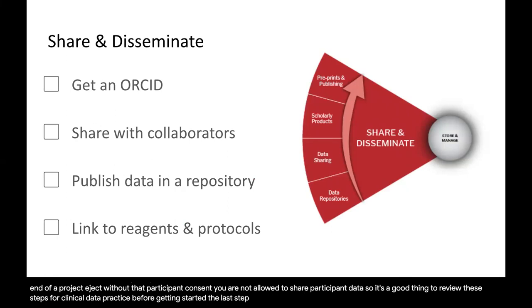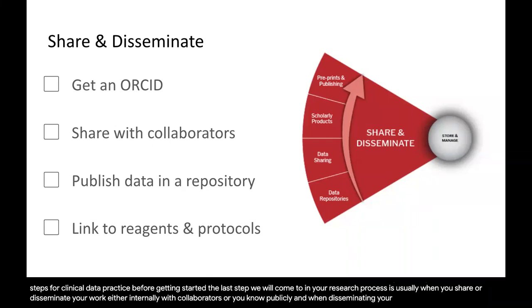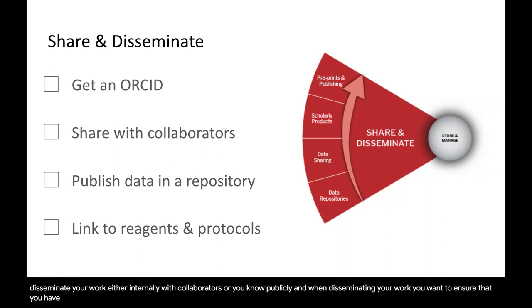So the last step you will come to in your research process is usually when you share or disseminate your work, either internally with collaborators or publicly. And when disseminating your work, you want to ensure that you have an ORCID, you share data in a repository, and you link to all of the other research products related to that research, like protocols and materials.